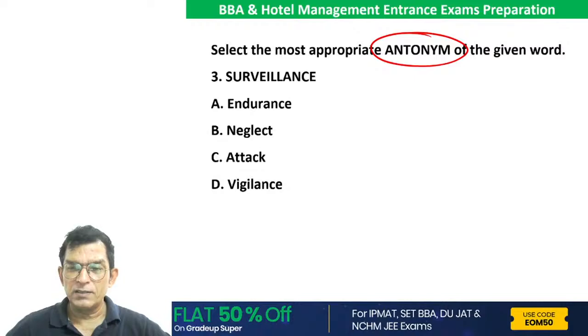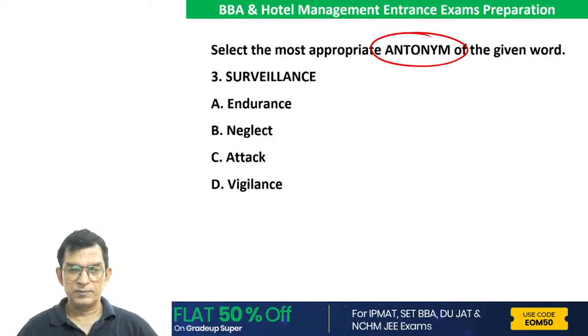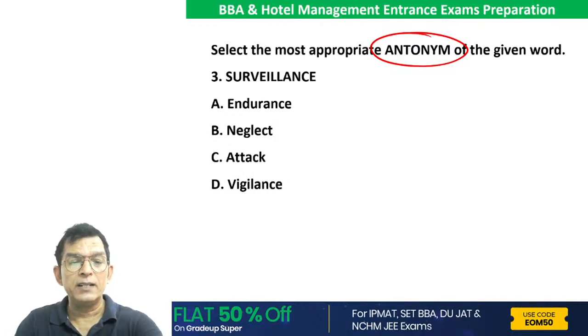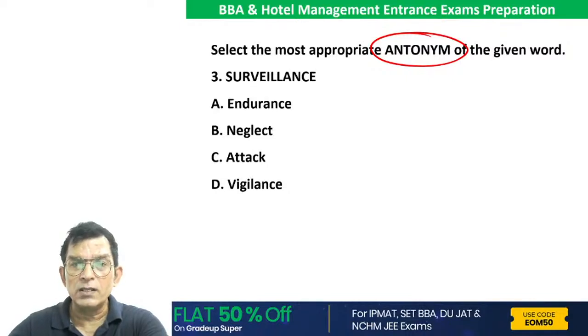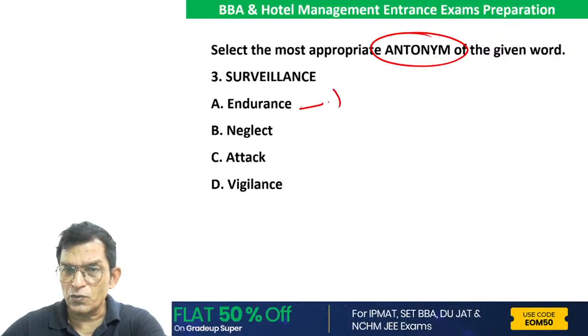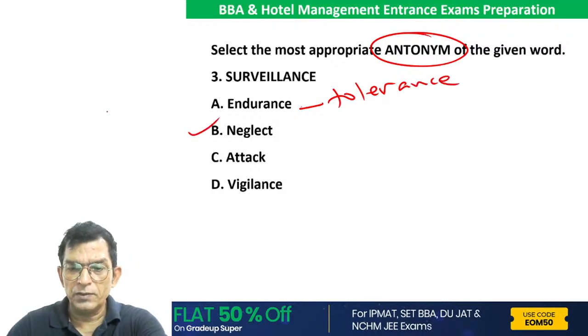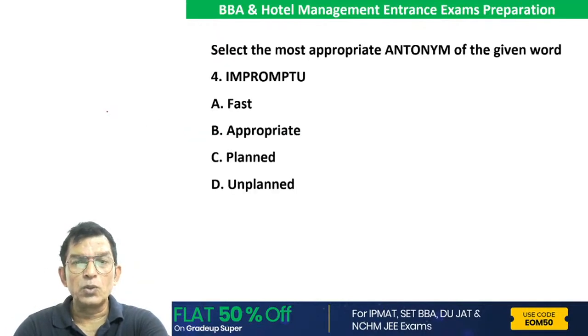Surveillance actually means vigilance. So what should be the opposite? B, very good, beta Manshita. Very good. It is neglect. And endurance is tolerance. This we know. So the answer is B. Very nice. Now to the next one.